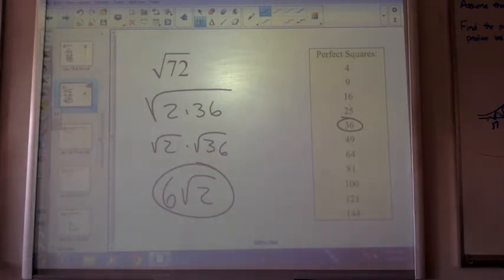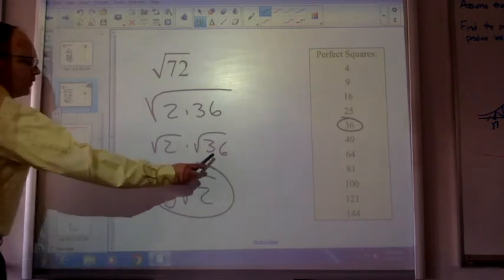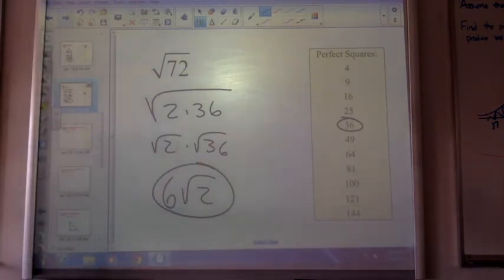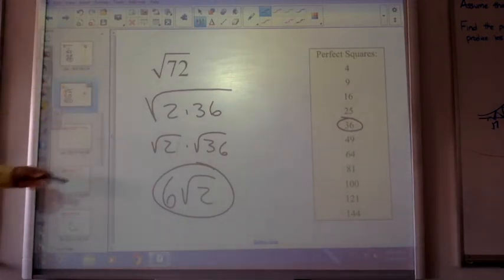So what number did I circle up there? 36. Because I know that 2 times 36 is the same thing as 72, and 36 is my largest perfect square. And then I realized that the square root of 36 is 6. So 6 times square root of 2 is the exact same value as the square root of 72. It's just that we have rationalized it. We have broken it down.